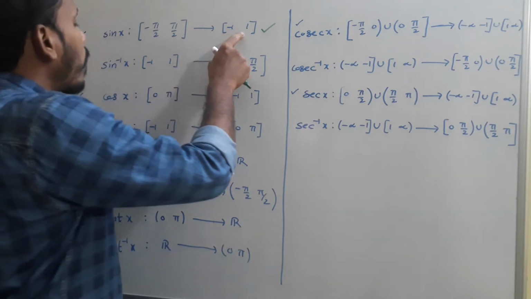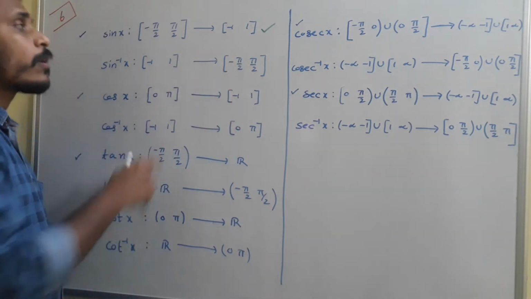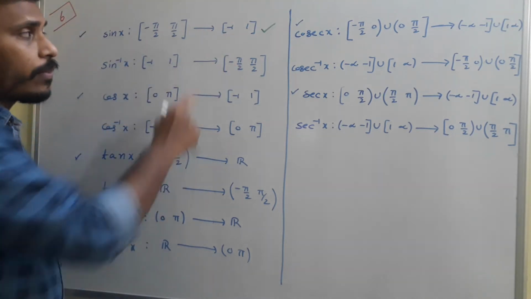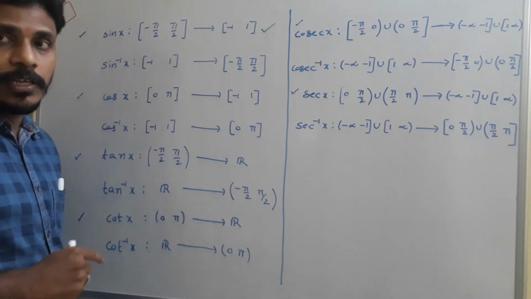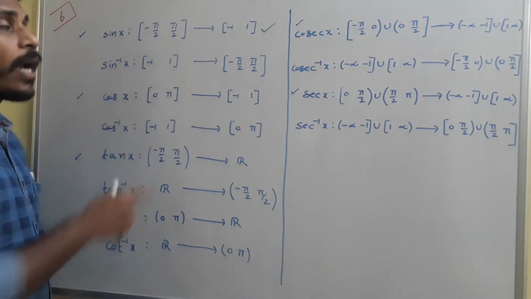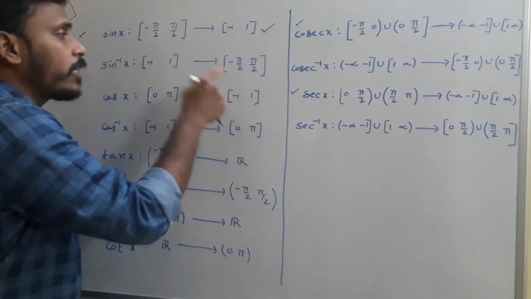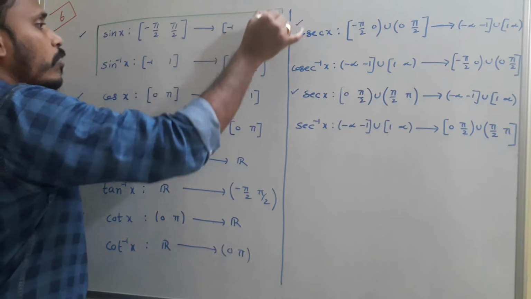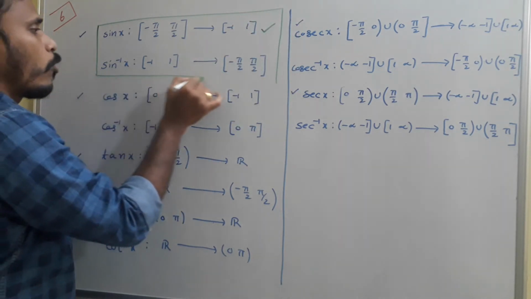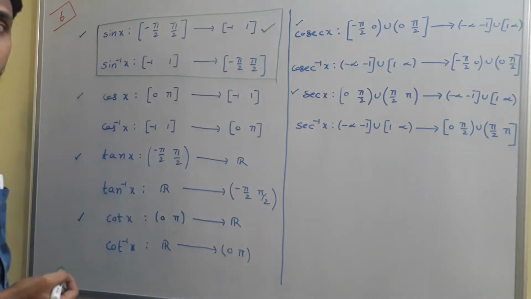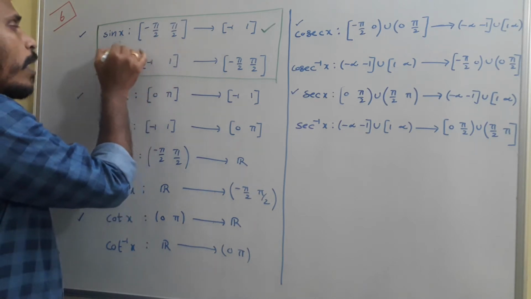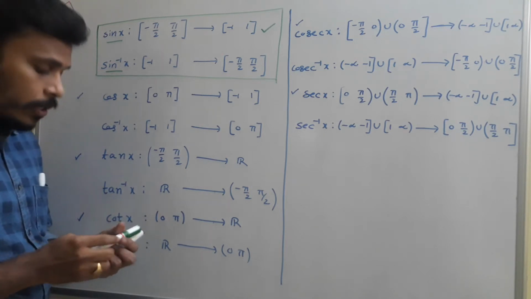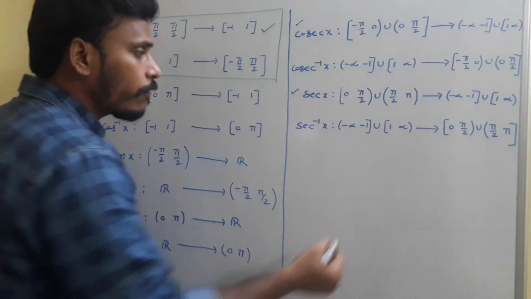The codomain of sin x is minus 1 to 1, or you may say the range of sin x is minus 1 to 1. This range will become the domain for sin inverse x, and the domain of sin x will become the range for sin inverse x. Roughly, we discussed 5 points related to sin x, the domain and range of sin x, and sin inverse x.